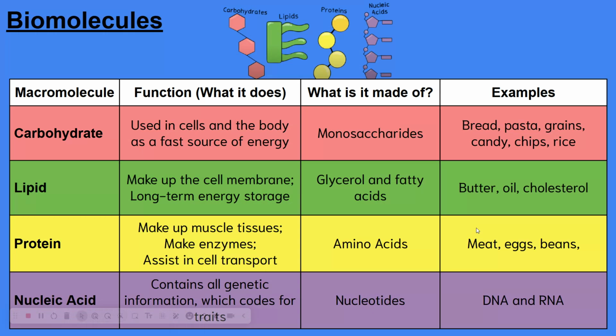So if you have worked out, generally you're going to think of something that has a lot of protein, but also some carbs to help give you the energy that you depleted during your workout. Carbohydrates are made of monomers called monosaccharides, and monosaccharides are just simple sugars. Examples of foods that are carbohydrates include breads, pastas, grains, candy, chips, and rice.